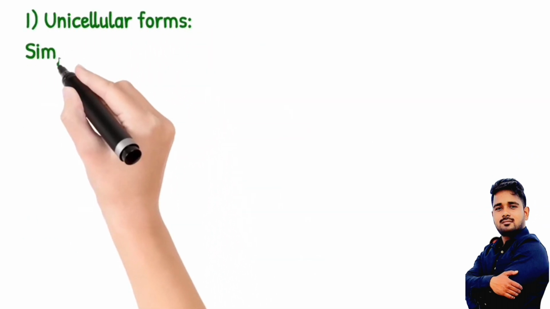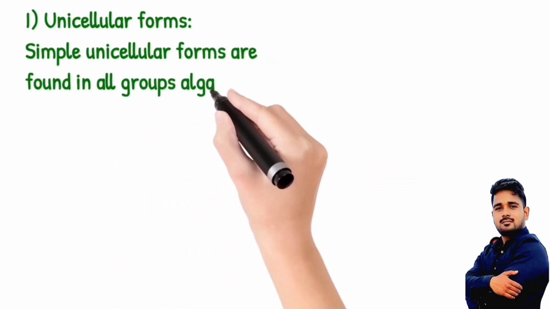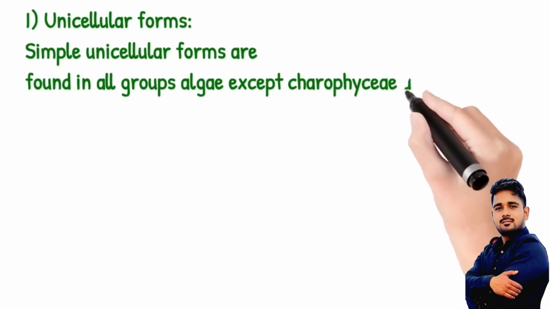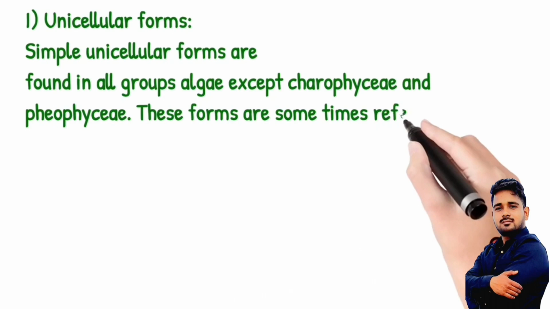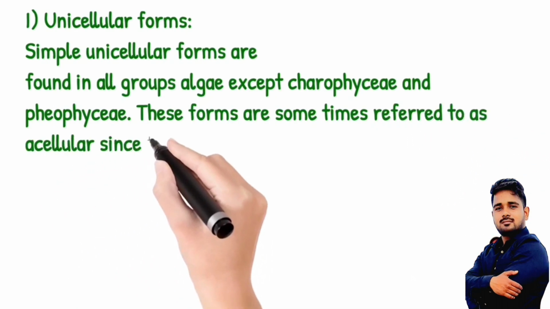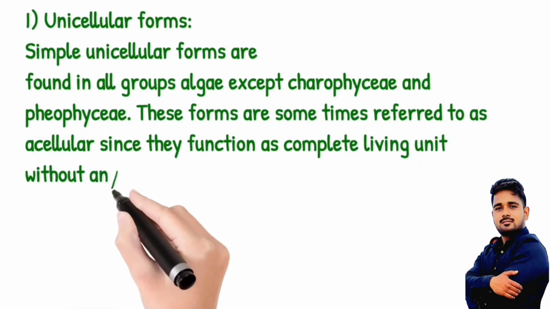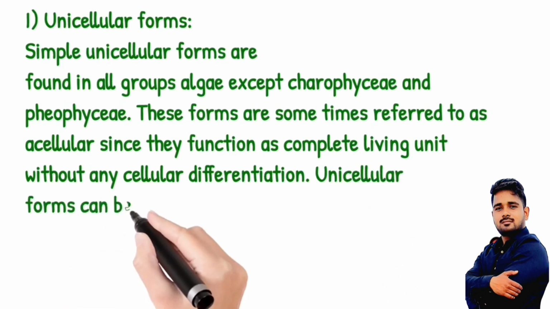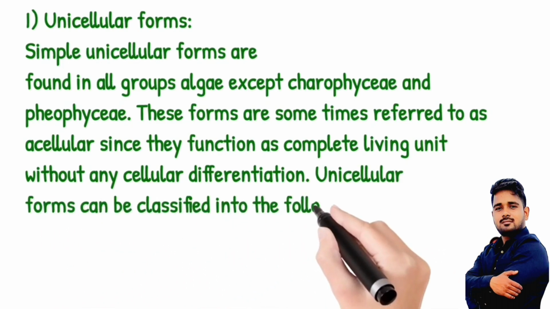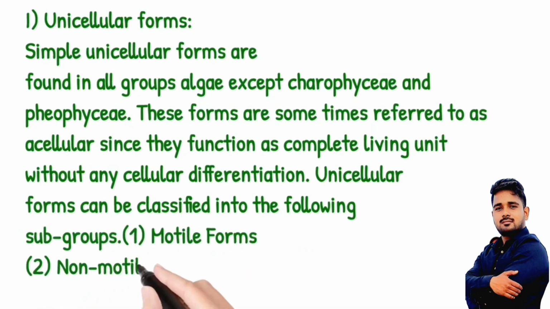First, unicellular forms. Simple unicellular forms are found in all groups of algae except Chlorophyceae and Phaeophyceae. These forms are sometimes referred to as acellular since they function as a completely living unit without any cellular differentiation. Unicellular forms can be classified into the following subgroups. First, motile forms. Second, non-motile forms.